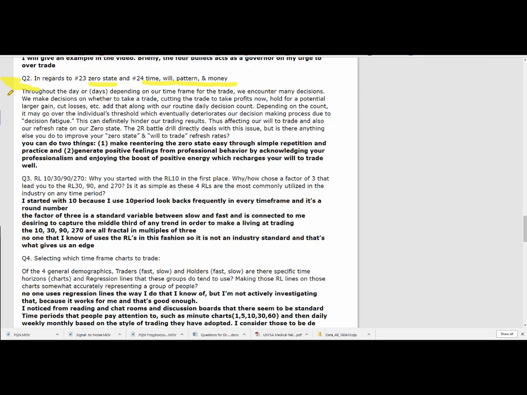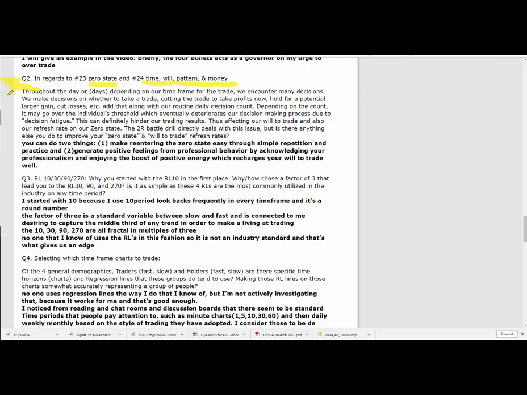Yes, that's like the cognitive cost of making decisions. So this can definitely hinder our trading results. This could affect our will to trade and our proficiency, and also how fast we can refresh our 0 state. So the 2R battle drill directly deals with this issue. Is there anything else we can do to improve the 0 state and the will to trade refresh rates?